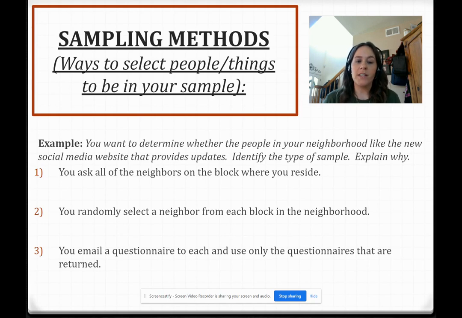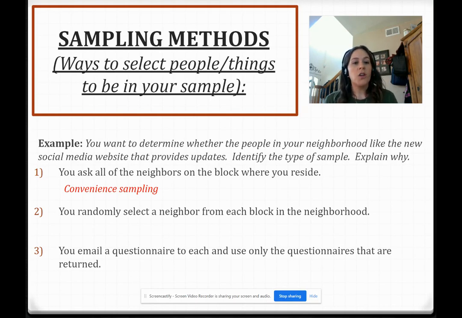Number 1, you ask all the neighbors on the block where you reside. So we have several sampling methods as options. We want to look at our list and try and figure out which one this sounds like it's being represented. If you said convenience sampling, you are correct. Convenience sampling in this case makes sense because you are purposely just picking the people that are easiest for you to reach. Some people might say cluster here, except we are not randomly selecting our block. We are purely picking it just because it's where we happen to live.